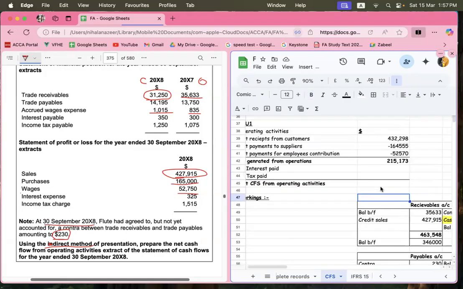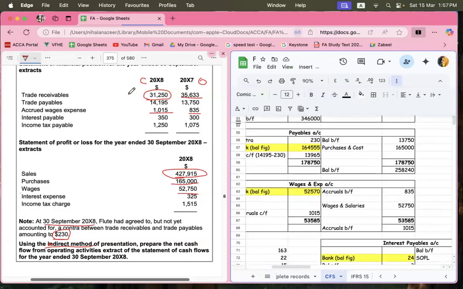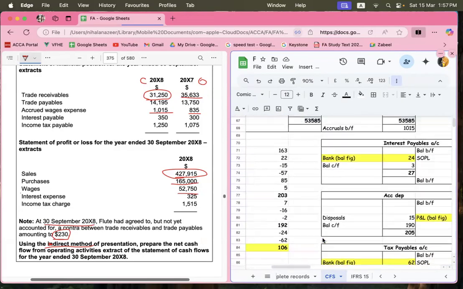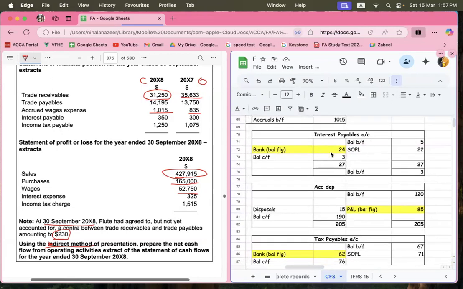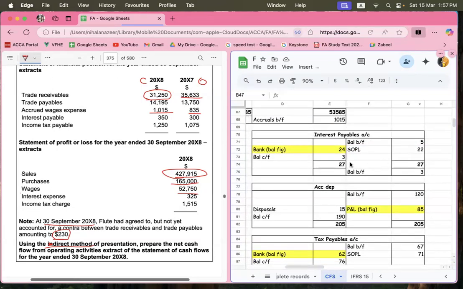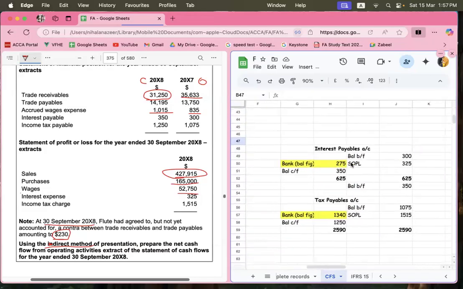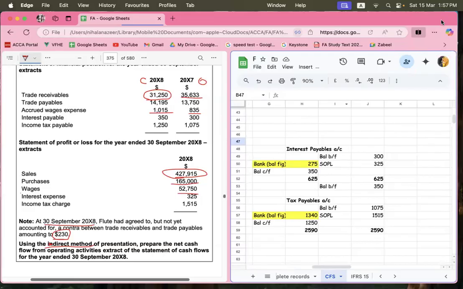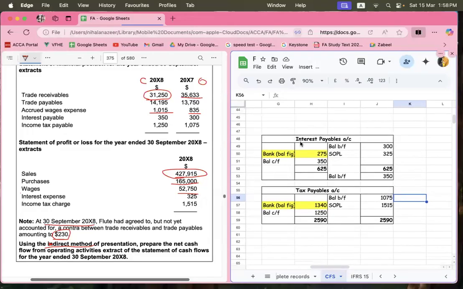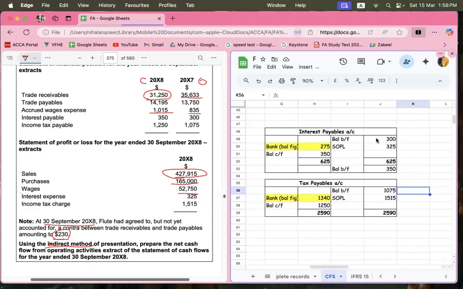Now we know that the interest payable opening balance is this, the closing balance is this, and the SOPL charge was this one, right? But we don't know how much we paid. So you're going to prepare the interest payable account. In the interest payable account, we have been given the opening balance and the closing balance, right? So 300 here and 350 here.